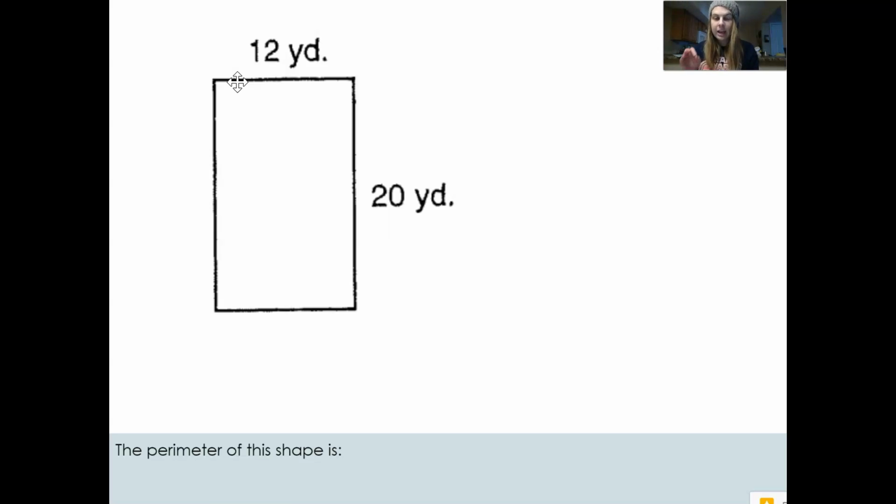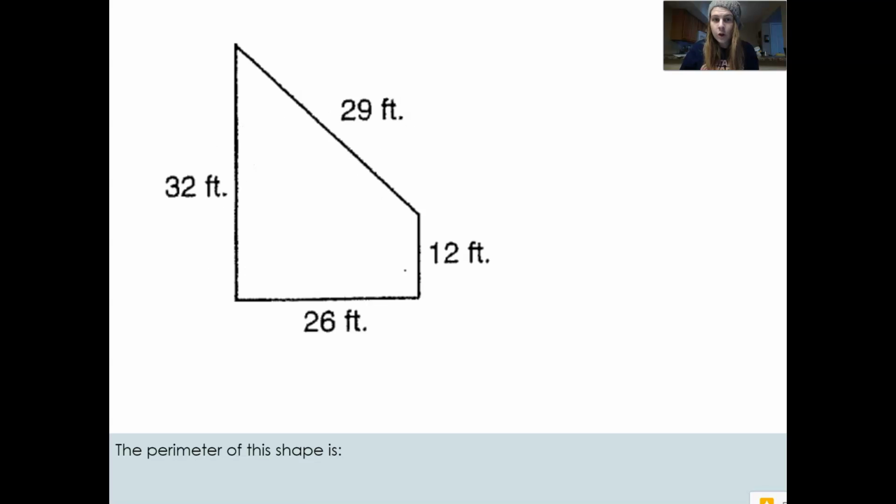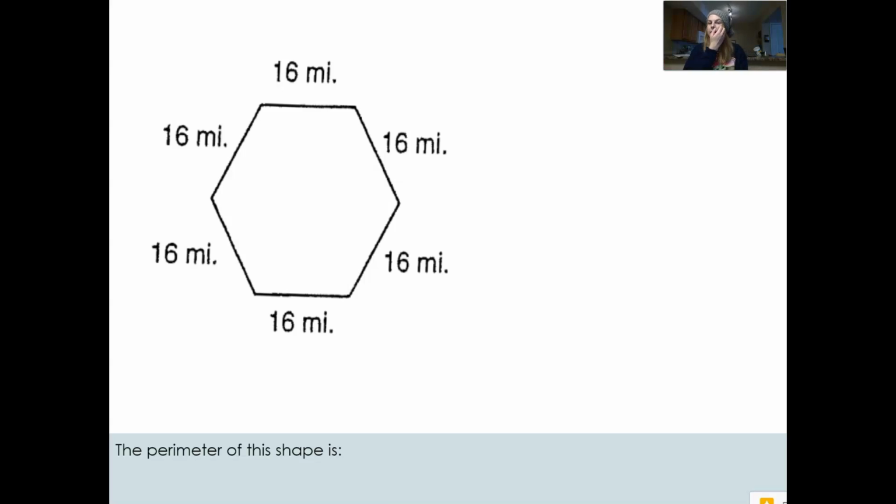Keep in mind though, if you're adding up all the sides, you need to know all of the lengths of all four sides before you begin adding. You're also going to be finding the perimeter of different polygons like this three-sided triangle, or this five-sided polygon, or this six-sided hexagon. For shapes like these, do not use your multiplication sentence that we practiced. Instead, add up all of the sides all together to find your answer.